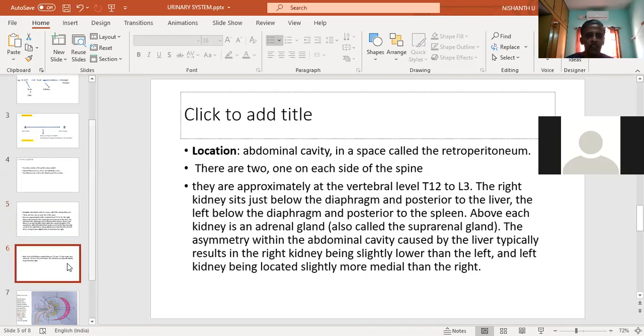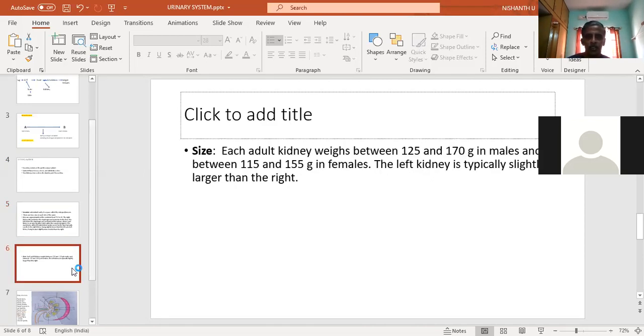The next point is size. This is very important. Right now you can't understand the significance of the size and weight of the kidney, but later when we discuss the mechanism of urine formation, you will understand it. Each adult kidney weighs between 125 to 170 grams in males and 115 to 155 grams in females. On average, we can take 150 grams.